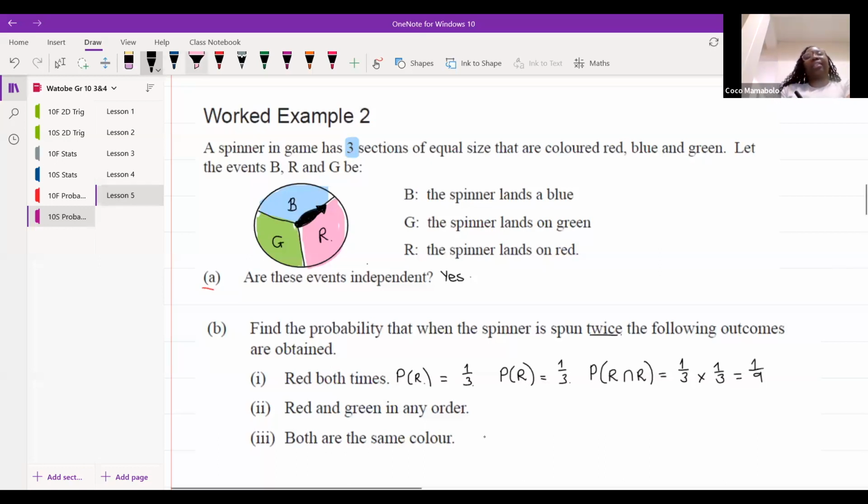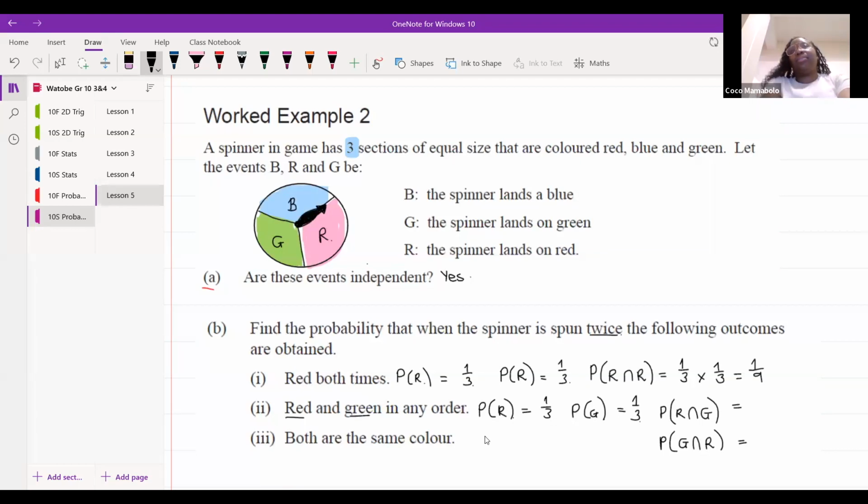Okay. Now it says, guys, what is the probability of landing on red and green in any order? So what's the probability of landing on red? That's the first time. We know that's 1/3. And what's the probability of landing on green? We know that's 1/3, correct? Now, remember, they don't care about the order. What's the probability of landing on red and green, or the probability of landing on green and then red? What is the answer for both of these probabilities, guys?